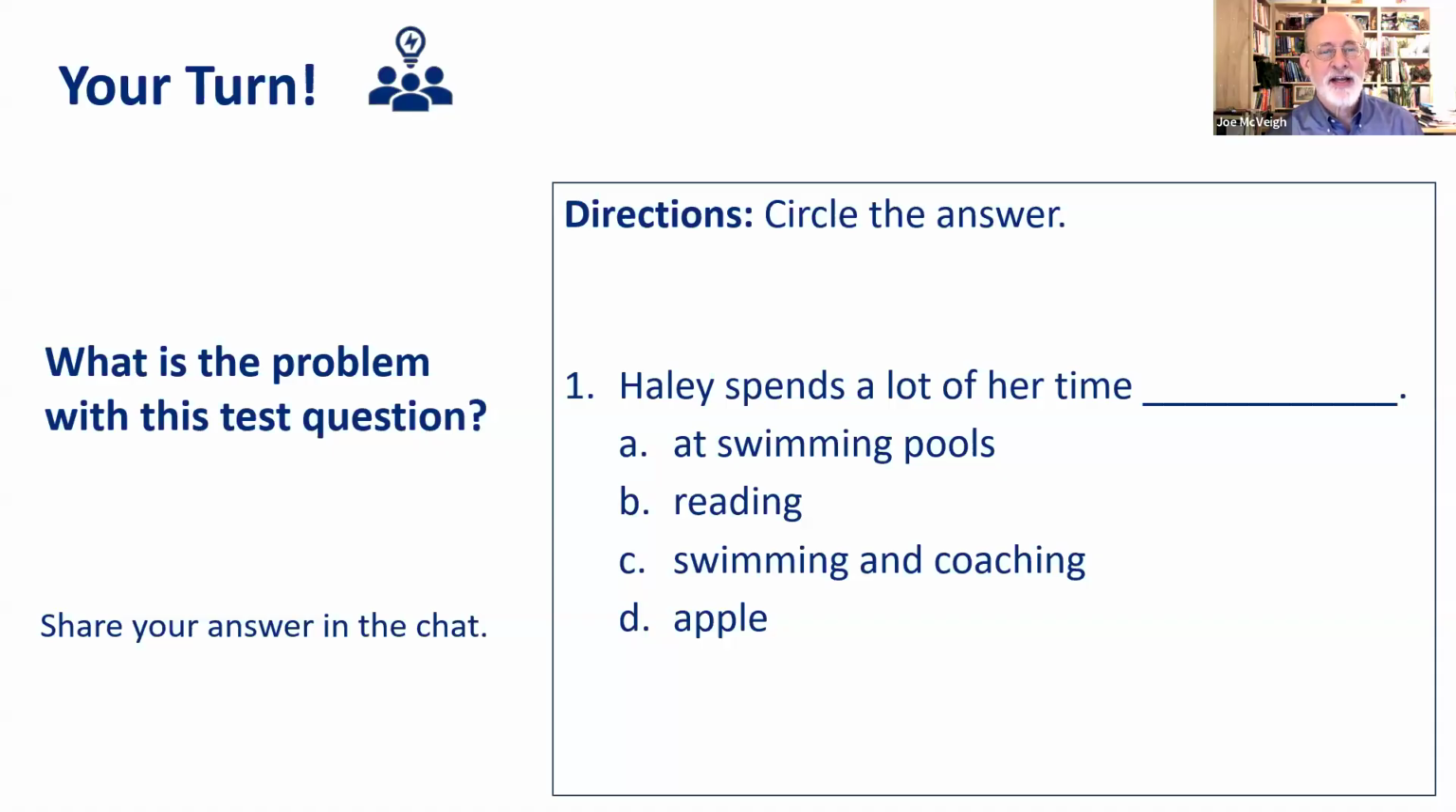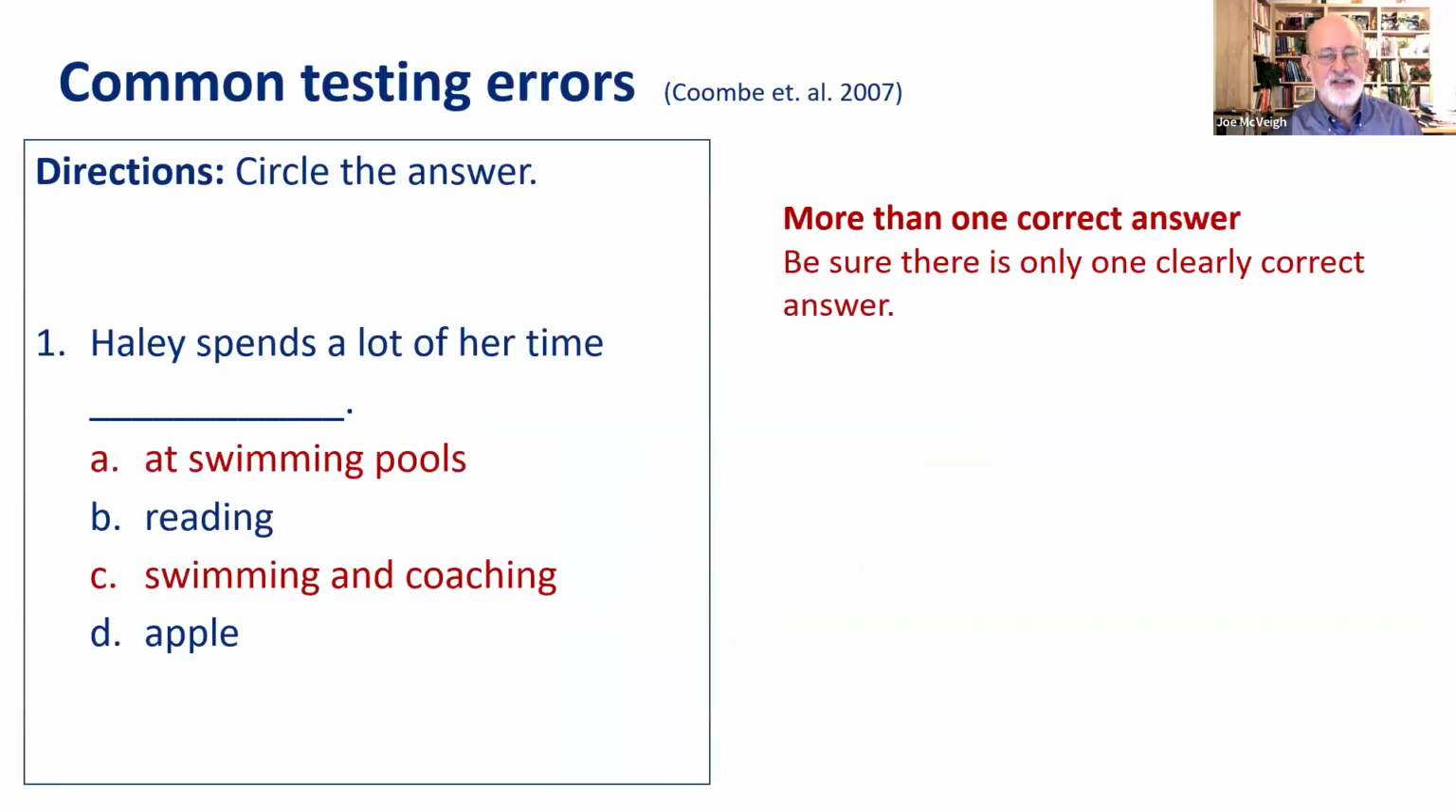Great. Well, let's take a look at what some of those common testing errors are. In fact, there were several problems with this question. And the first one is that there's more than one correct answer. It would be correct to say Haley spends a lot of her time A, at swimming pools. That's correct, both grammatically and in terms of content. And also it would be correct to say Haley spends a lot of her time swimming and coaching, C. So there's more than one correct answer. We want to make sure that there's only one clearly correct answer.